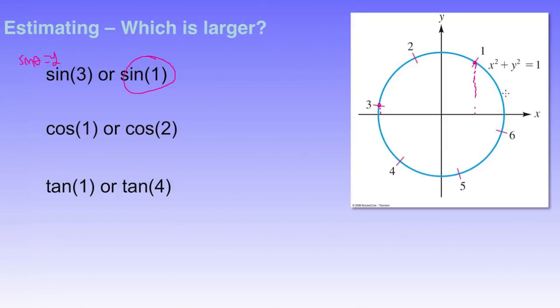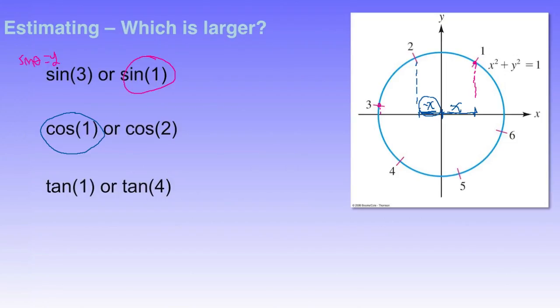The next one involves cosine, so I'm going to again use 1 and this time 2. In order to get to 1, I would have to travel this distance in the x direction, and in order to get to 2, I would have to travel this distance in the x direction. Well, since this distance is negative, my guess, or my answer, is that the cosine of 1, the x-coordinate for 1, is larger than the x-coordinate for 2. So I'm going to pick this one.